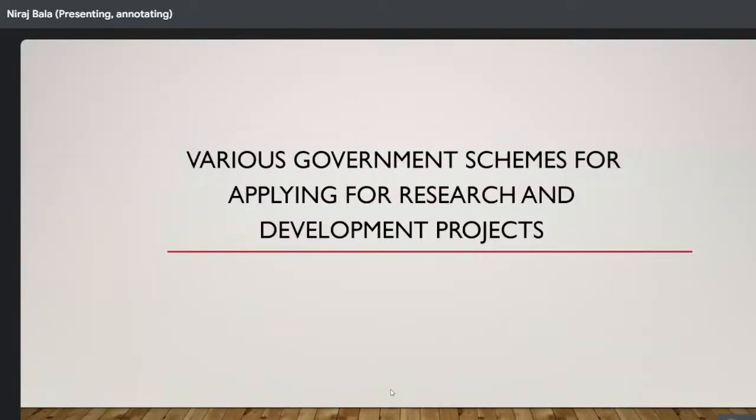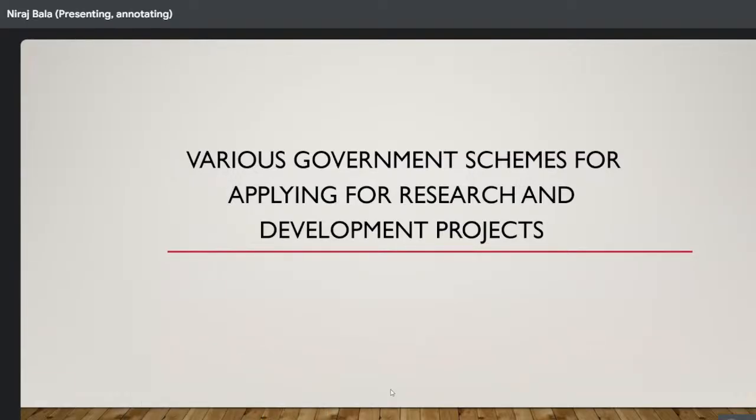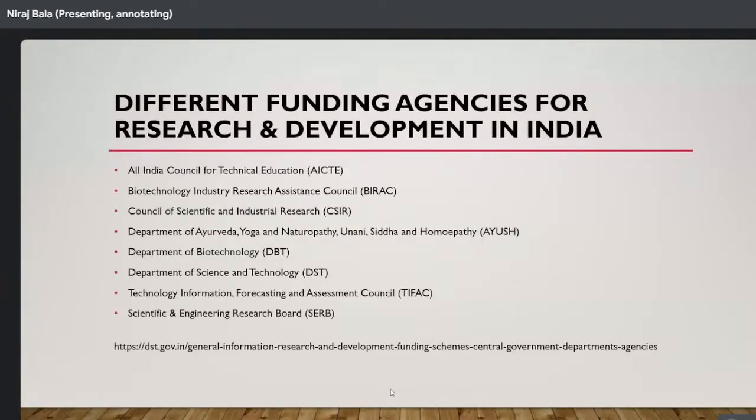So dear participants, this was an overview of what we understand by research projects and consultancy projects. Now I will show you the various government schemes, and various websites for applying for research and development projects. Then I will show you the actual project reports which I prepared, showing the various heads to be prepared for the consultancy and the research and development projects.